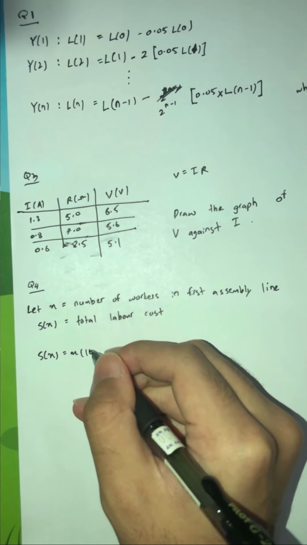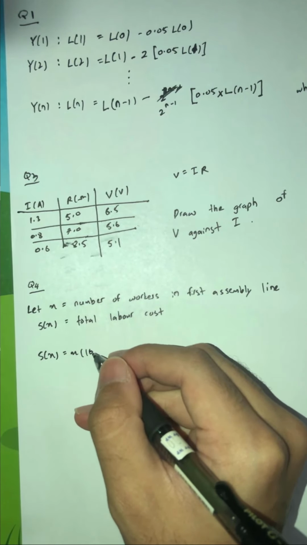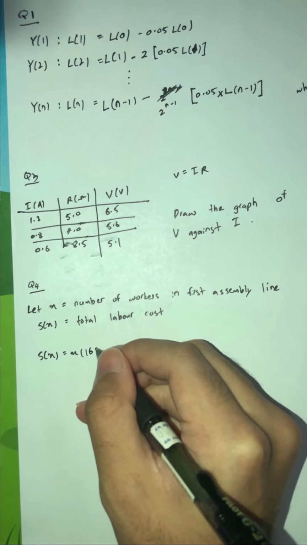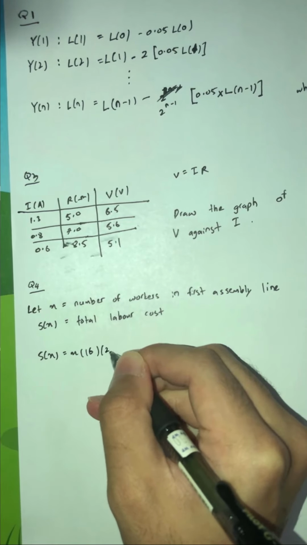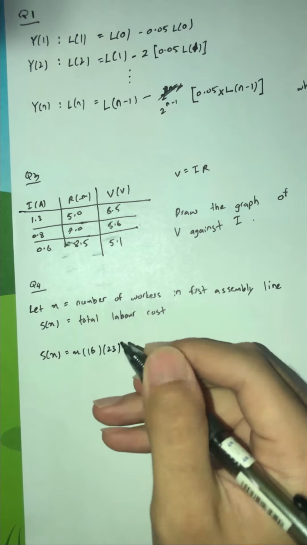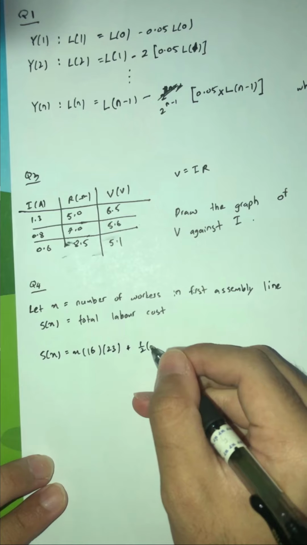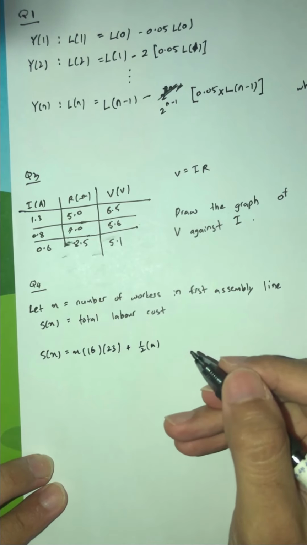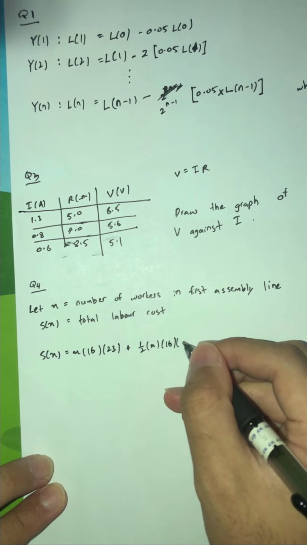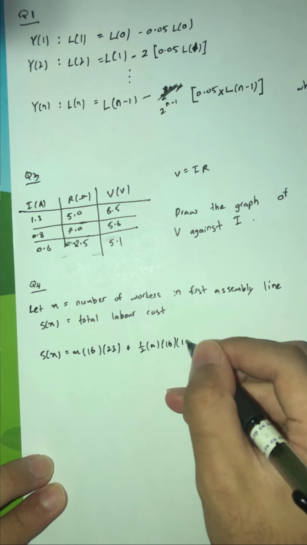16. Do you know why 16? Because it says two 8-hour shifts, right? So two 8-hour shifts means 16 hours in total, and times the cost for the workers on the first line, which is 23 ringgit, plus the number of labor in the second line, which is half of the number of labor of the first assembly line, which is x/2, times 16 as well, 16 hours, and the cost for labors in the second assembly line, which is RM19.